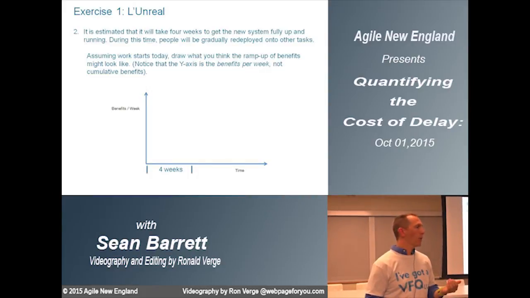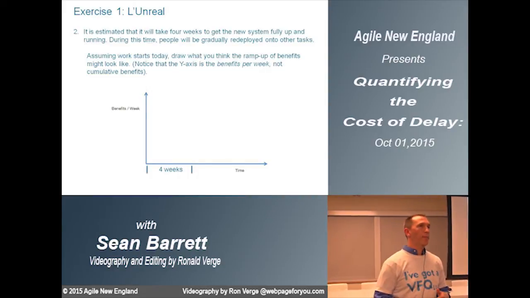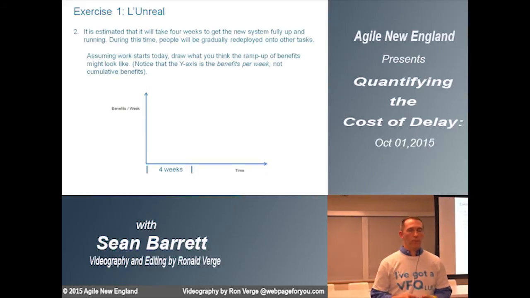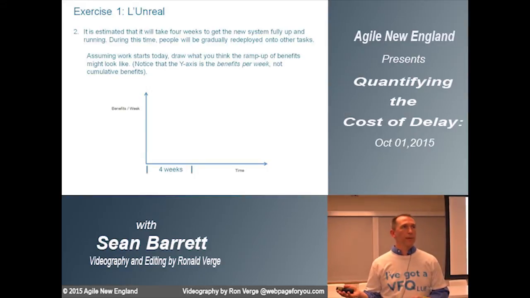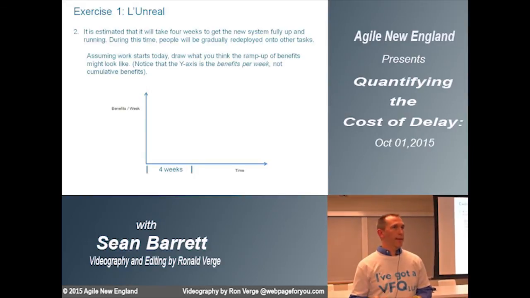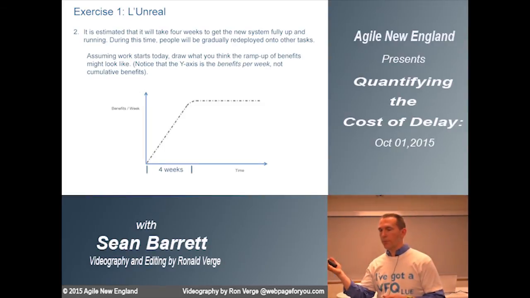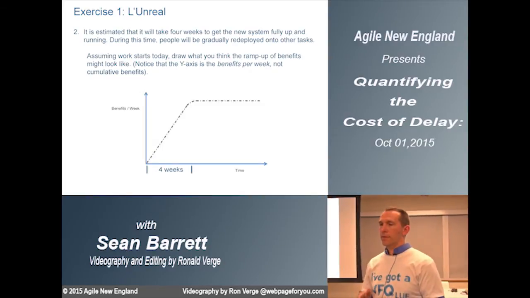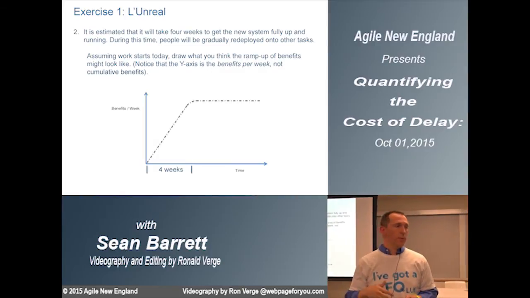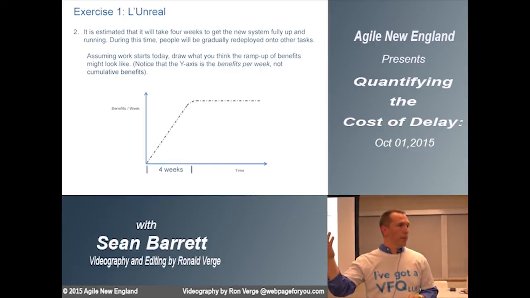Now, assuming that work starts today, can we draw what we think the ramp up of benefits looks like? I'm going to show you a spot here. So if this is 4 weeks on the timeline, this is what we would draw, profile number 1. It's going to ramp up over time. Without any further information, we just said this is linear, ramping up.